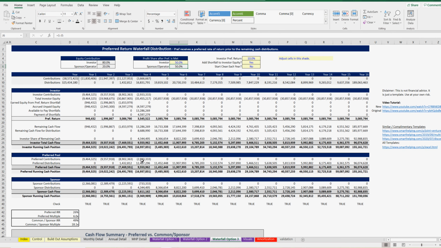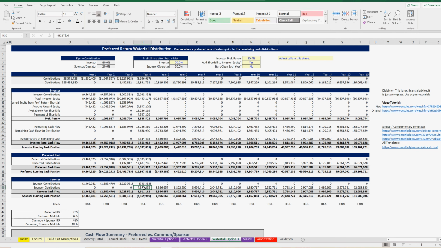Option 3 is a preferred return. This is similar to the preferred equity, except the initial cash is still split based on the defined assumption in the control tab. But now the preferred return investor only has to get their pref return back. They don't need to be paid their entire principal back before the cash goes to the sponsor.